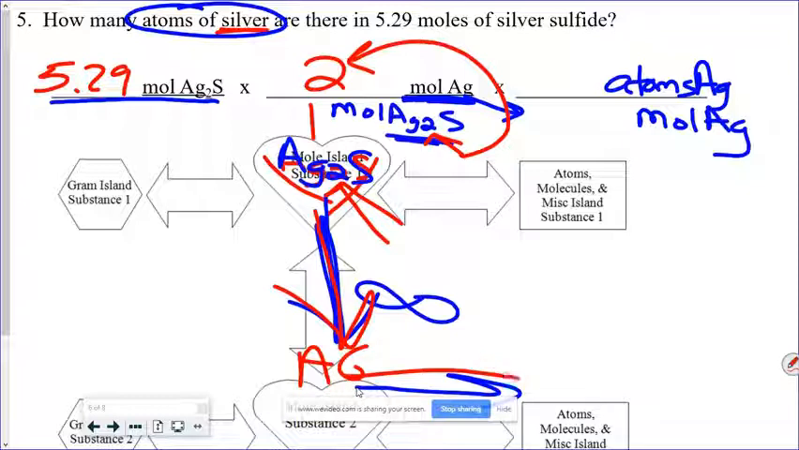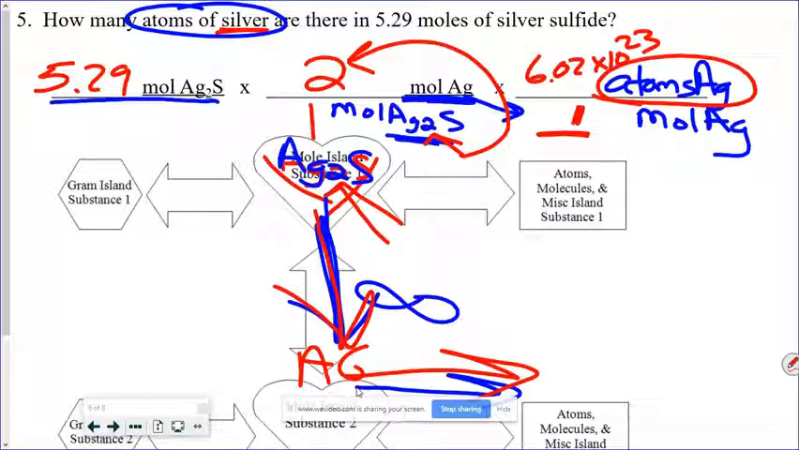When we're going over to Atom Island, 6.02 times 10 to the 23rd comes into play. We always put that with the atom, 6.02 times 10 to the 23rd. Because if we put it right here, that'd be a mole of moles, which would be a very huge number. So one is going to go with moles of silver sulfide. All the labels cancel out except for our label of atoms of silver sulfide. So that's going to be our label, atoms, excuse me, not silver sulfide, of silver.